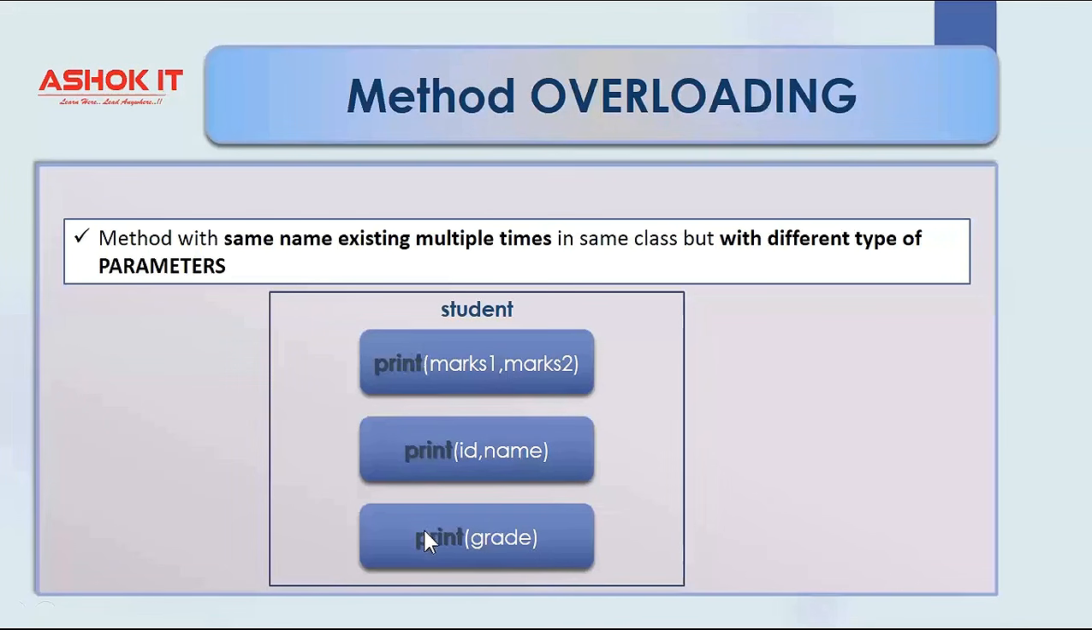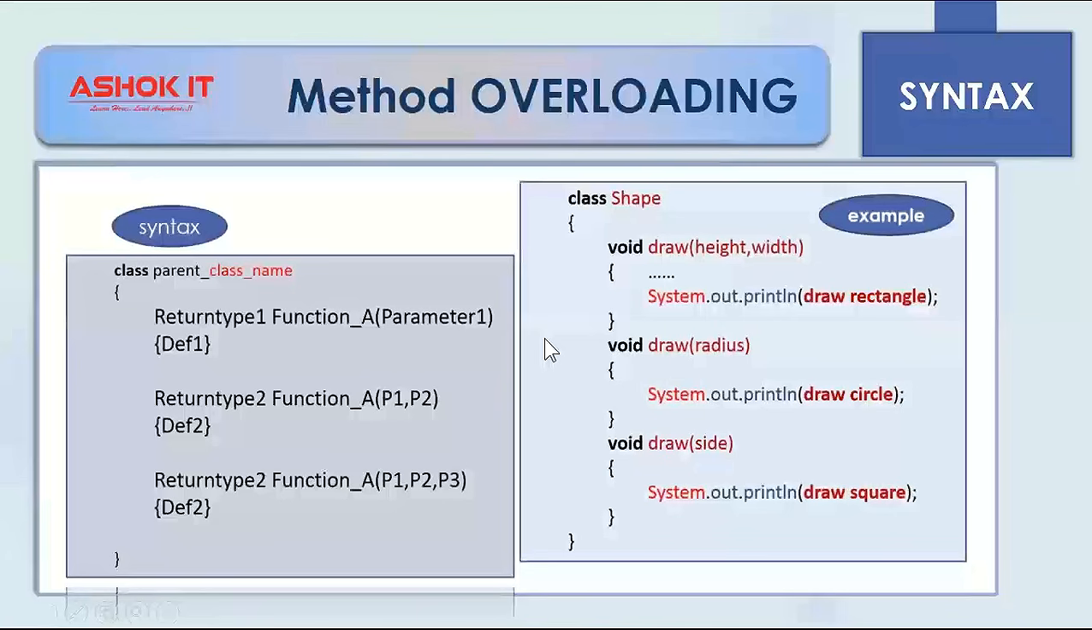So three different methods with same name containing three different type of parameters. So number and type of parameters we can see here are different, but the name of method is same. Syntax and example for the same here. So class followed by the class name, and within the class we will be having function A. Here we can see we have all the three times function A, but the parameters, that is number of parameters, is different and return type may also be different.